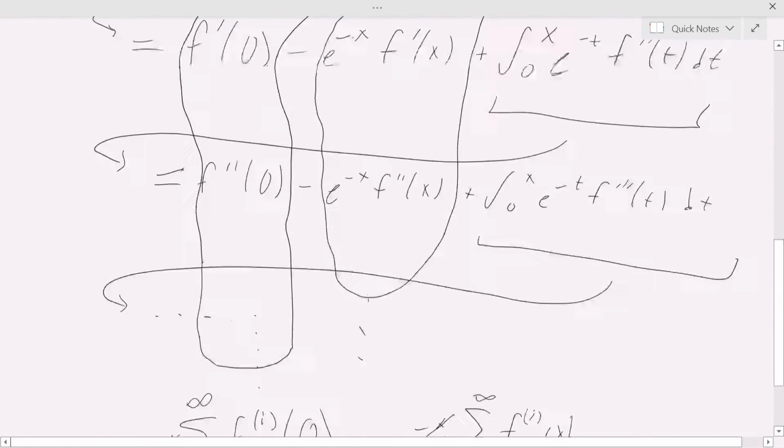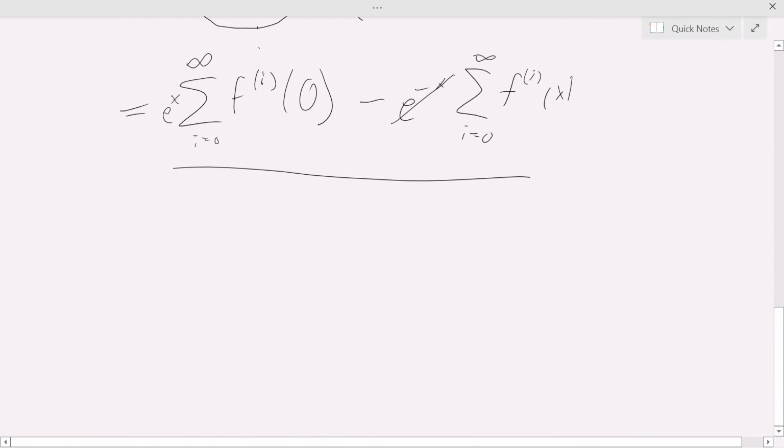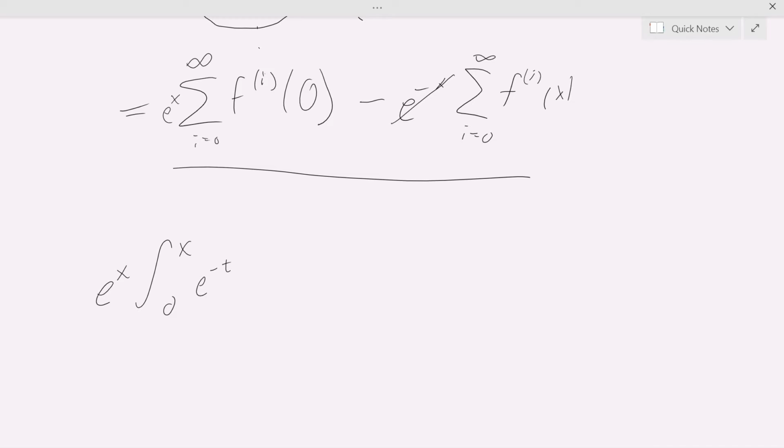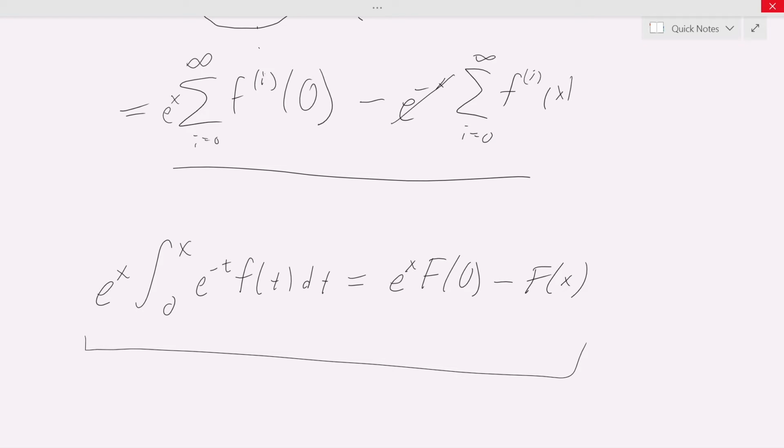So we can re-express our formula one last time. We can rewrite it as e to the x times the integral from 0 to x of e to the minus t times f of t dt. This equals e to the x times f of 0 minus capital F of x. And this is really the version of the formula that we're going to be making use of in our proof.